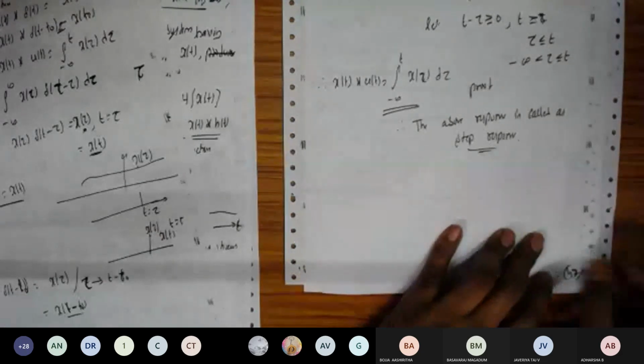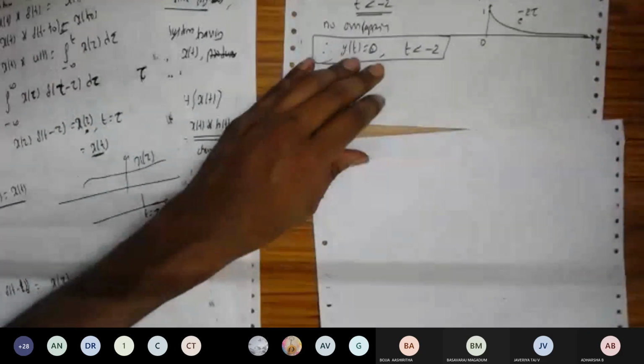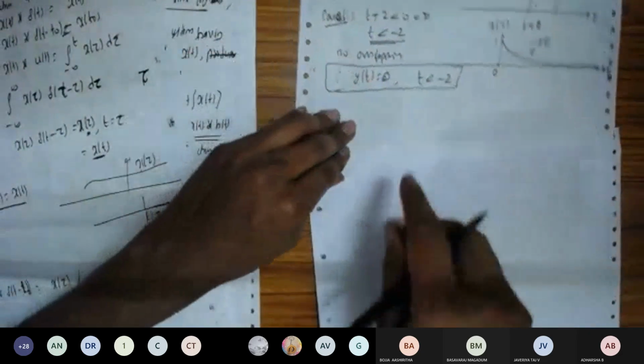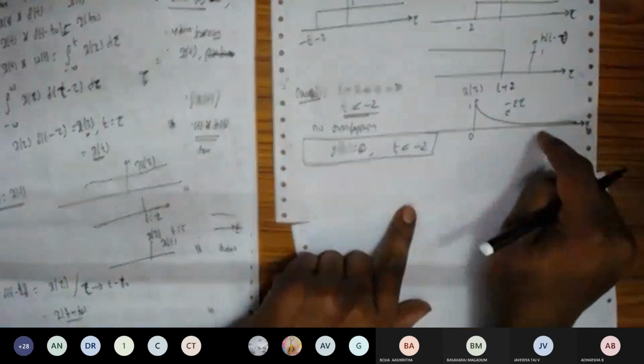So for the non-overlapping condition, y of t is equal to 0. Now let us take the next condition. What's the next condition? T plus 2 is greater than or equal to 0 here.